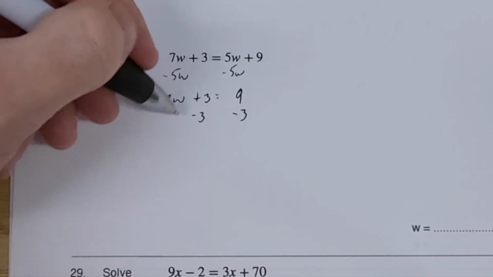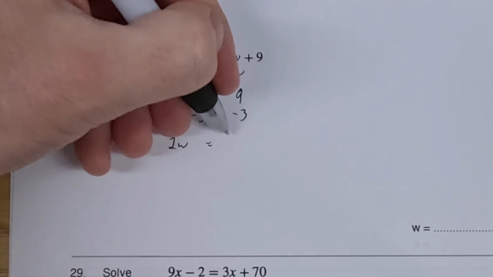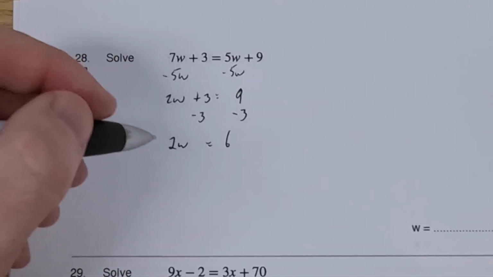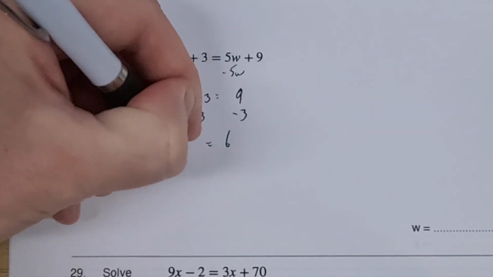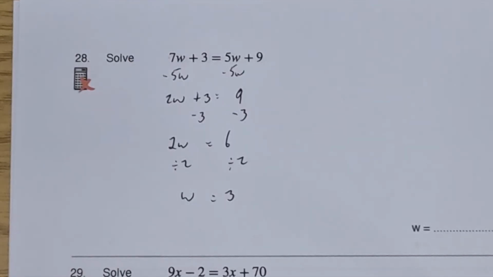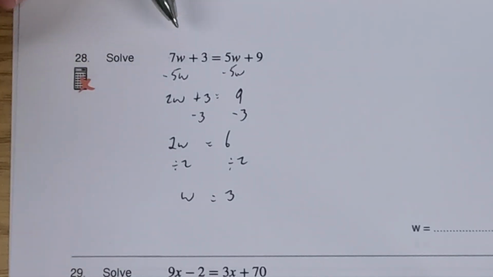On the left-hand side, we'll be left with our 2w. And on the right-hand side, we had 9, take away 3. That's equal to 6. Now we're almost there. We've got 2 times w equals 6. We want to get rid of that times by 2. So let's divide by 2 and divide by 2. And we'll get the w equals 3. And that's it. Now let's check our answer. If w is equal to 3, 7 times 3 is 21.